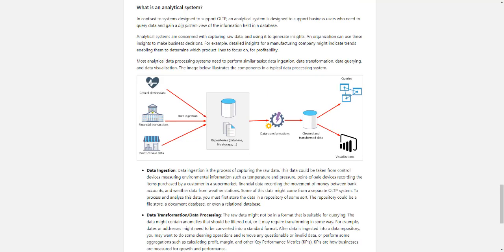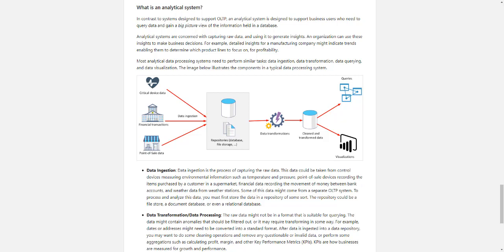So what is an analytical system? In contrast to systems designed to support OLTP, an analytical system is designed to support business users who need to query data and gain a big picture view of the information held in a database. Analytical systems are concerned with capturing raw data and using it to generate insights. An organization can use these insights to make business decisions. For example, detailed insights for a manufacturing company might include trends enabling them to determine which product lines to focus on for profitability.